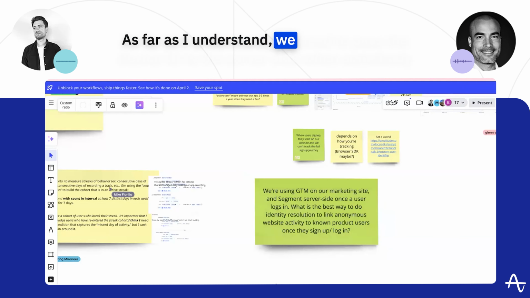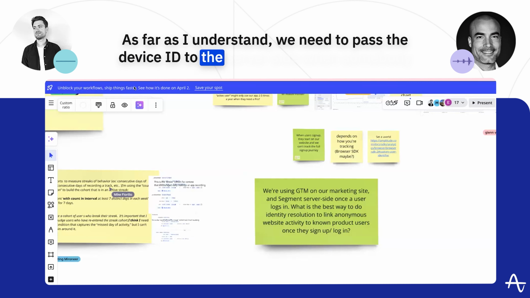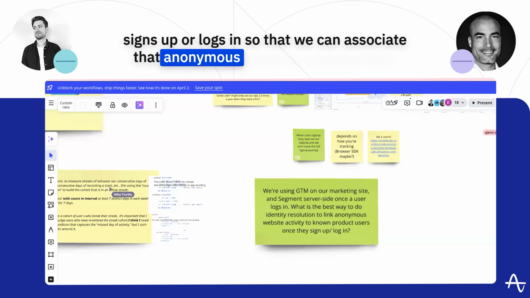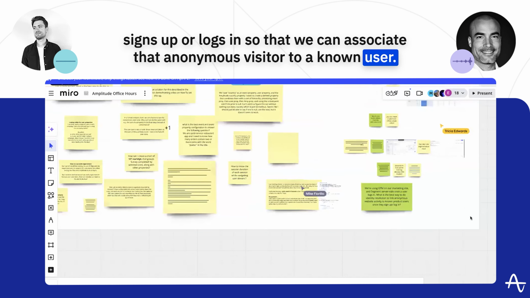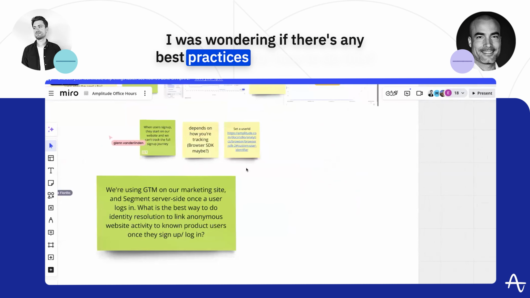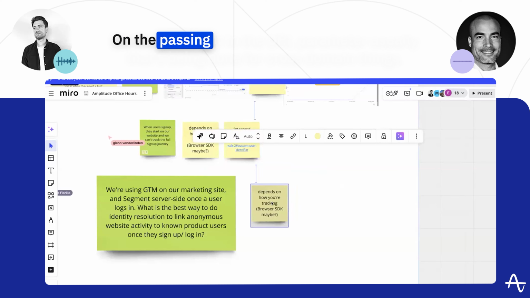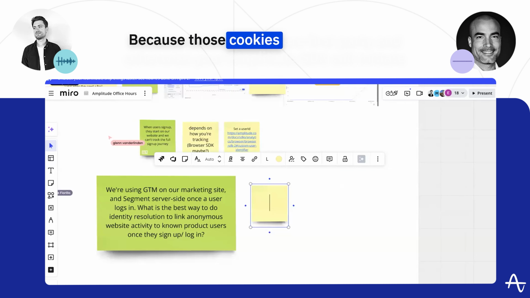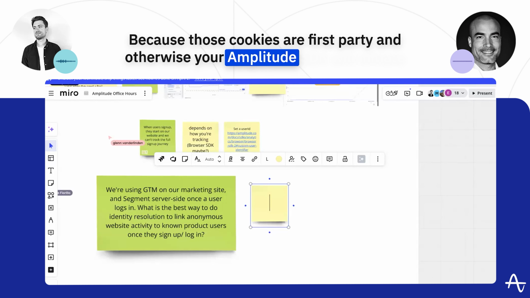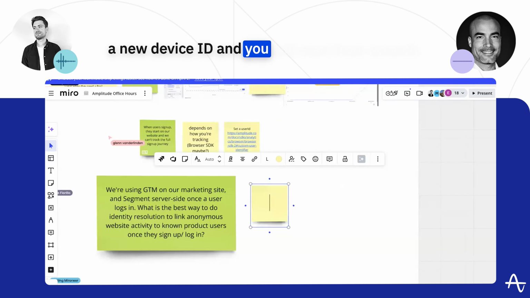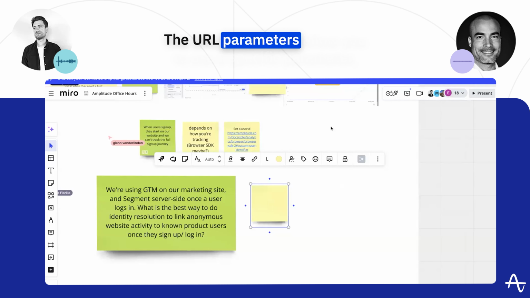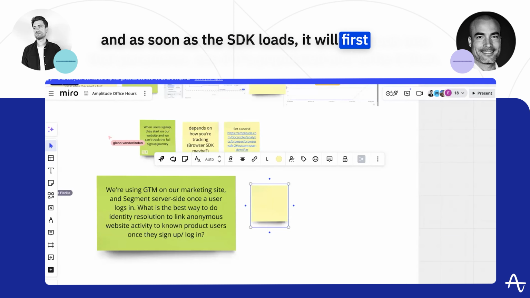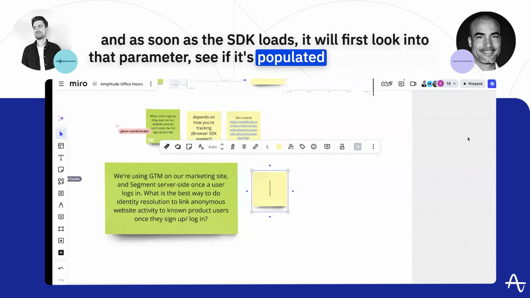As far as I understand, we need to pass the device ID to the server side when somebody signs up or logs in so that we can associate that anonymous visitor to a known user. I was wondering if there's any best practices for how to do this. On passing it in the URL parameter, usually that's done for cross-domain things because those cookies are first party, and otherwise your Amplitude SDK will initiate a new device ID and you will start from scratch. The URL parameters allow you to use a specific parameter, and as soon as the SDK loads, it will first look into that parameter, see if it's populated, and write it then.